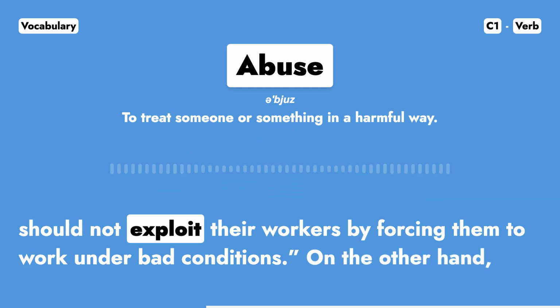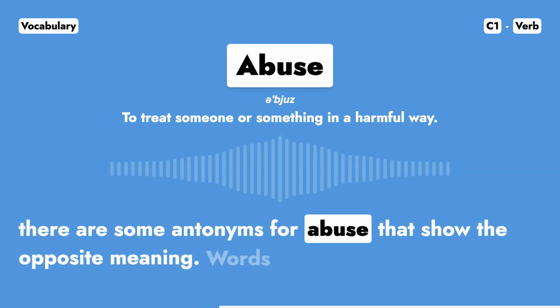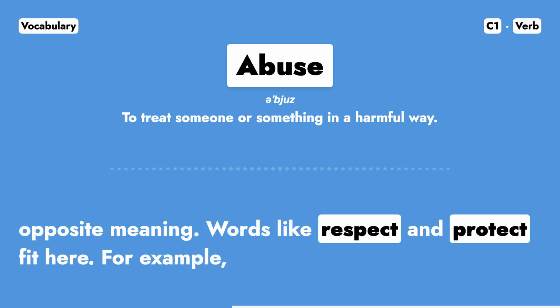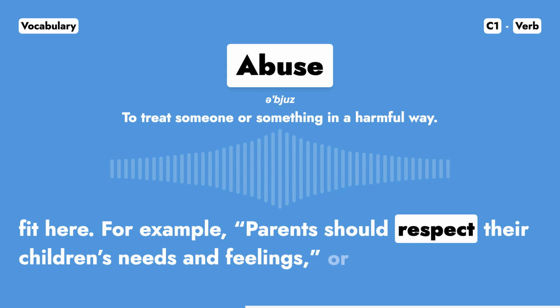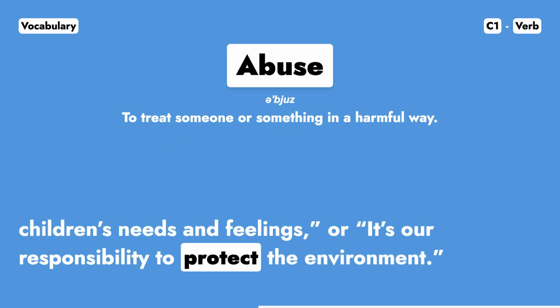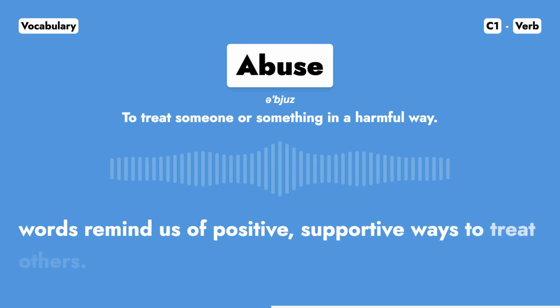On the other hand, there are some antonyms for abuse that show the opposite meaning. Words like respect and protect fit here. For example, parents should respect their children's needs and feelings, or it's our responsibility to protect the environment. These words remind us of positive, supportive ways to treat others.